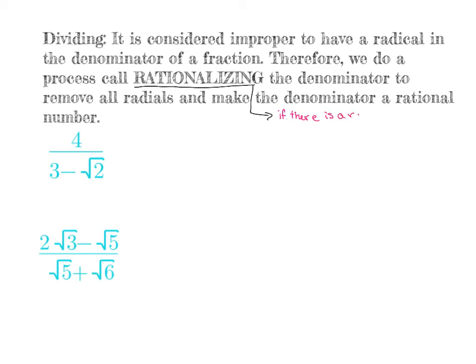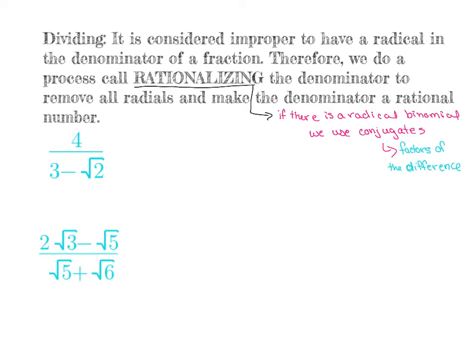is a radical binomial, we use conjugates. So remember, we've talked about conjugates before because these were the factors of the difference of squares. And if you remember, we looked at these are where they have the same numbers, but one is being added and the other is being subtracted.